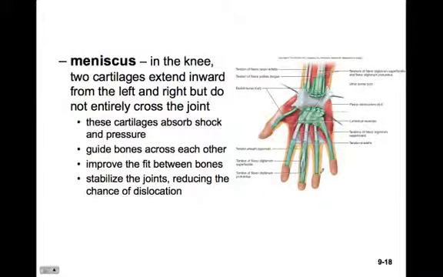In the knee, we see a meniscus. A meniscus is different because it doesn't cross the joint entirely. We have one growing in from the left side and one growing in from the right side, but they don't connect in the middle. These cartilages act to absorb shock and pressure. They also help guide the bones across each other and improve the fit between the bones. In addition, they stabilize the joints and reduce the chance of dislocation.